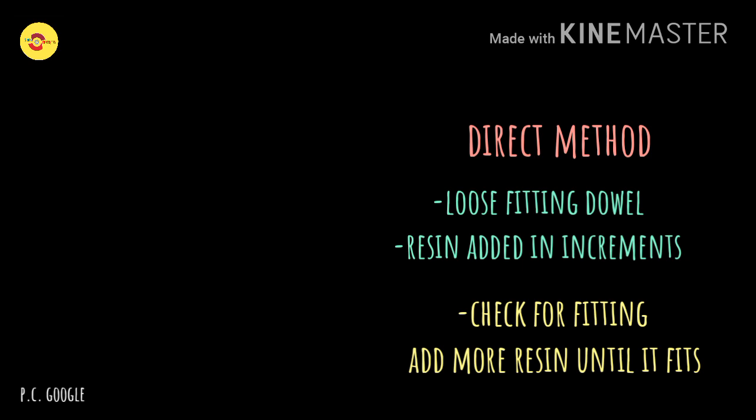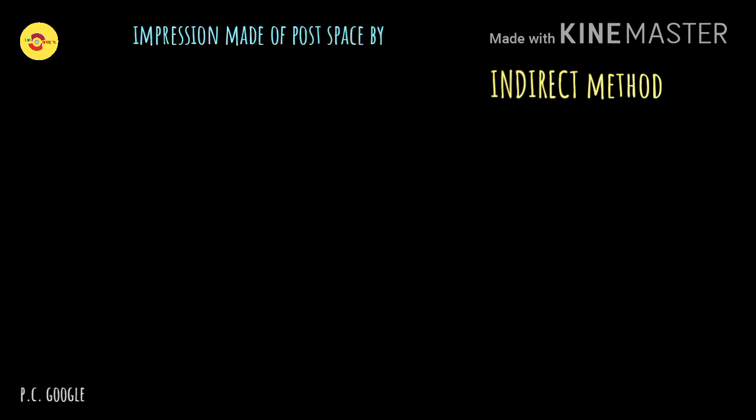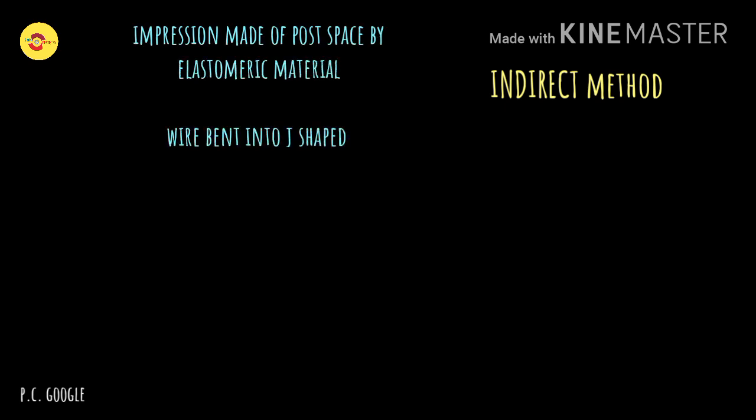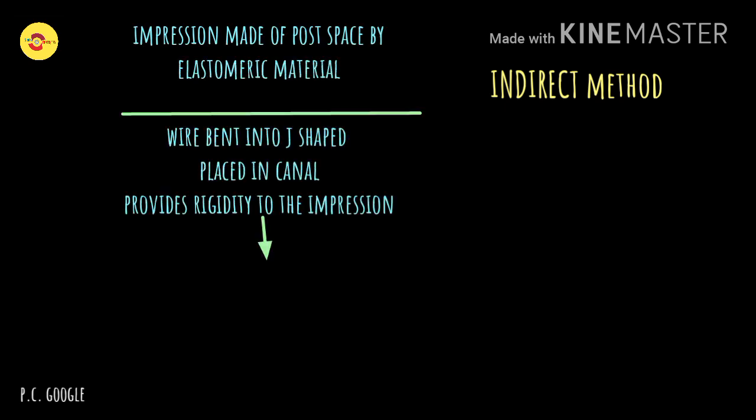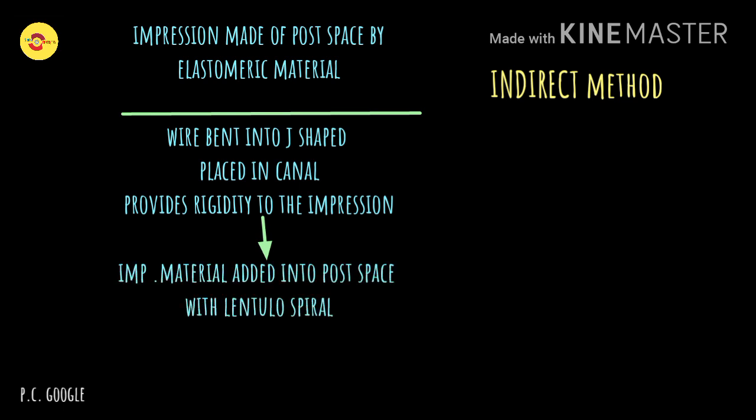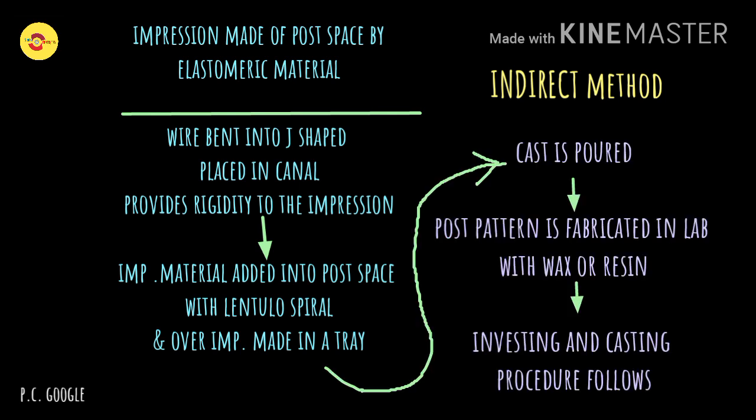In the indirect method, any kind of elastomeric impression material is sufficient to reproduce the details. An orthodontic wire bent into J shape will provide the necessary rigidity to the impression material. After filling the post space with impression material using a lentulo spiral, an over impression is made with an impression tray. Pattern for the post and core is fabricated with a cast made as a result in the laboratory procedure using wax, and then investing and casting procedure is followed.